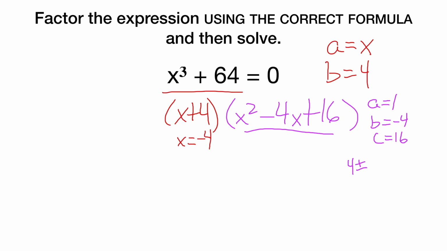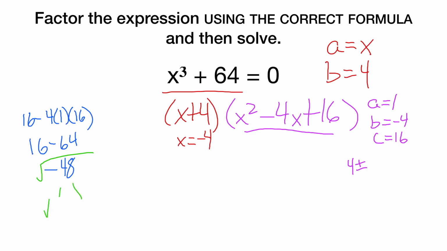So let's see, b squared, negative 4 squared is 16, minus 4 times 1 times 16. Well, that means it's 16 minus 64, or negative 48. So now I need to square root negative 48. Well, I already know that the square root of negative 48 is the square root of negative 1 times positive 48. And the square root of negative 1 is i.